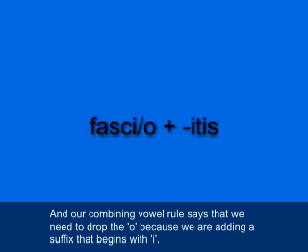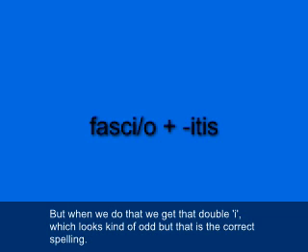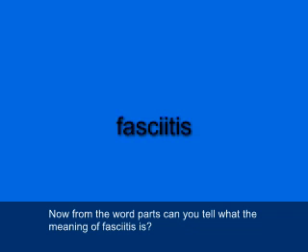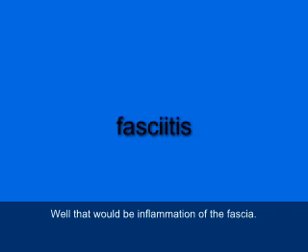And our combining vowel rule says that we need to drop the O because we're adding a suffix that begins with I. Well, when we do that, we get that double I, which looks kind of odd, but that is the correct spelling. Now, from the word parts, can you tell what the meaning of fasciitis is? Well, that would be the inflammation of the fascia.